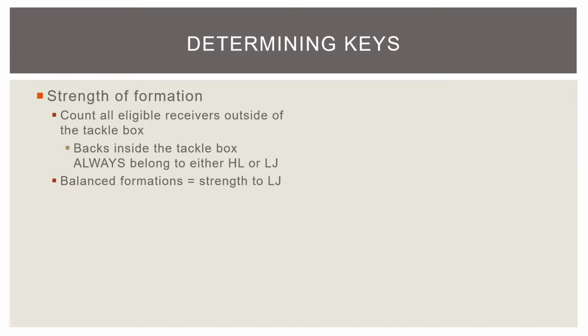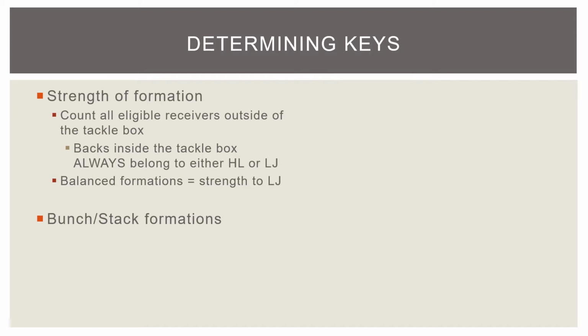If the formation is balanced, where there's either only 1 eligible on each side of the formation outside the tackle box, or there are 2 eligible receivers outside the tackle box in a formation, the back judge, who is kind of our swing official as it determines the strength, will always consider strength to be to the line judge side.